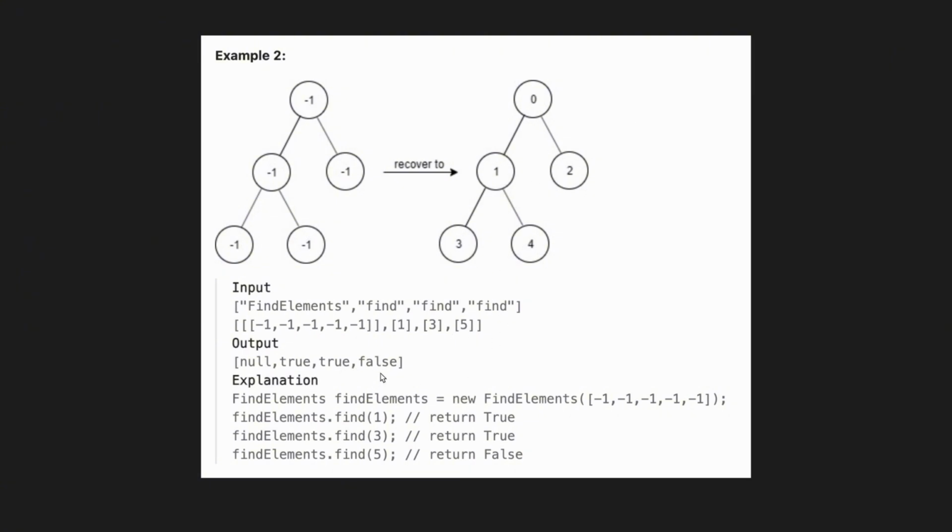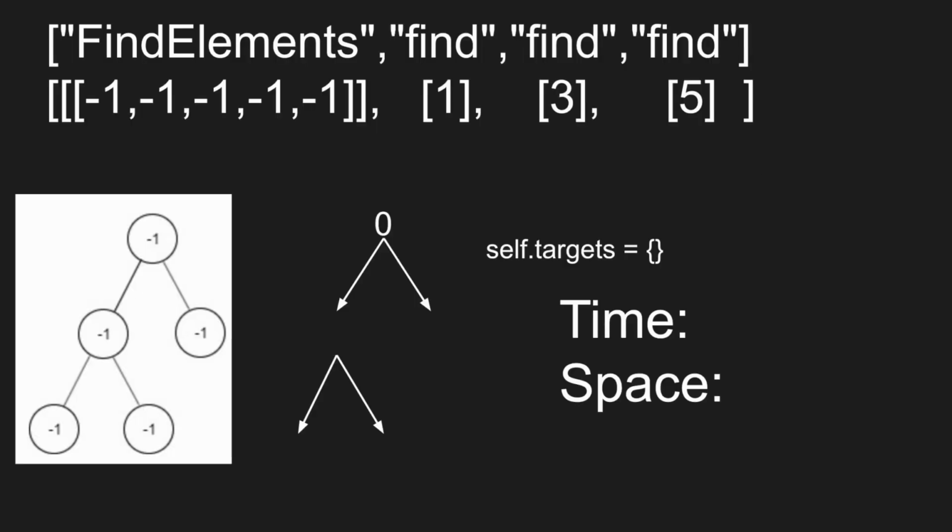Now that we have seen some examples, let's get to how we can solve this problem. One way is to use DFS. As we search through this tree, after calculating the values, we add them to a target set. When we come to the find calls, we can just check if these elements are in the set. If it is, we return true; if not, return false. Let's go over this example.